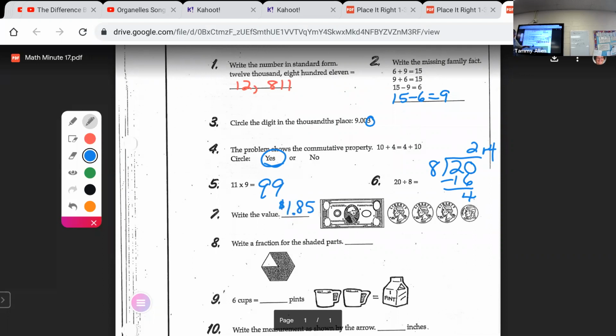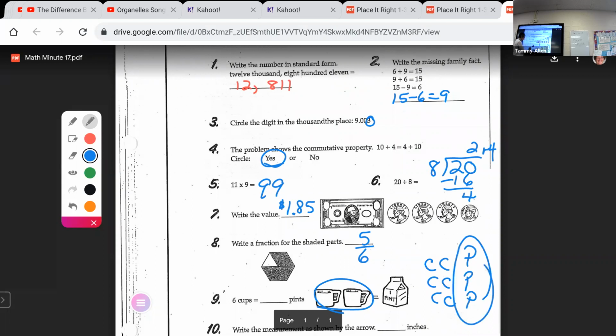The fraction that's shaded: there are 5 pieces shaded out of the 6, so it would be 5/6. Number 9, 6 cups is how many pints? There are 2 cups in every pint, so every 2 gives us a pint. If we have 6 cups, there's a pint, there's a pint, there's a pint. That gives us 3 pints.